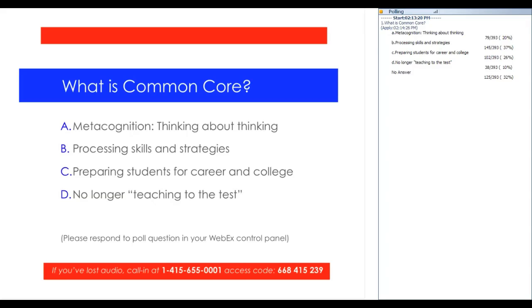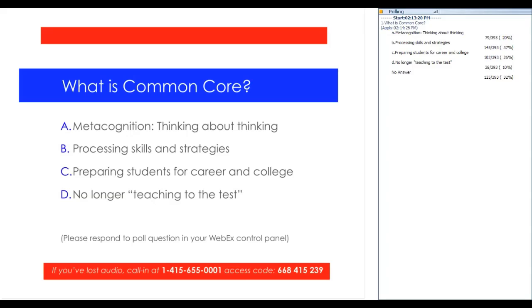Well, it looks like our poll is finished. This was kind of a trick question because Common Core is kind of all of these things. It is thinking about thinking. So those of you that put A, you're right. It is about thinking about thinking. It's about how do you process, how do you get to that answer. So Common Core is encouraging our kids to think at a deeper level.